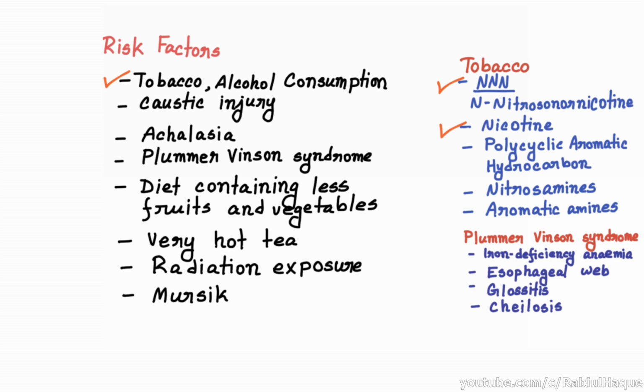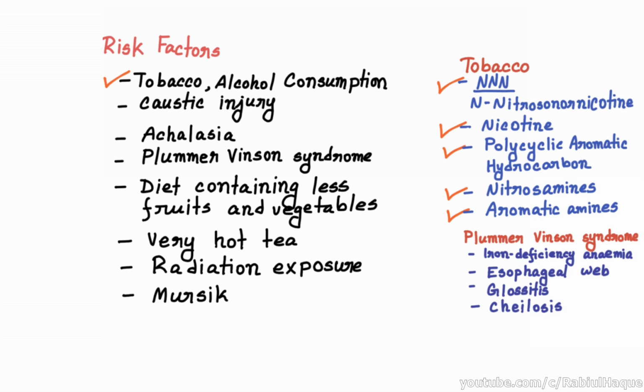Now also remember, besides the triple N or N-nitrosonornicotine, there are other potent carcinogens present in tobacco, and they include polycyclic aromatic hydrocarbons, nitrosamines, aromatic amines, etc. Now, if the individual is consuming tobacco and alcohol at the same time, the risk becomes even higher. So always remember that tobacco and alcohol consumption both can result in development of esophageal cancer in the long run, and if the individual is both alcoholic and also consuming tobacco, the risk becomes even higher.